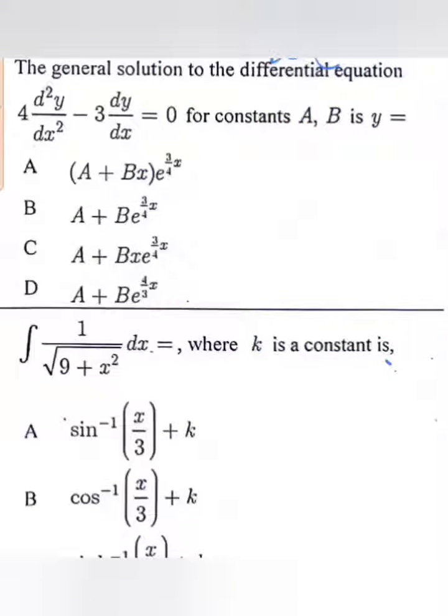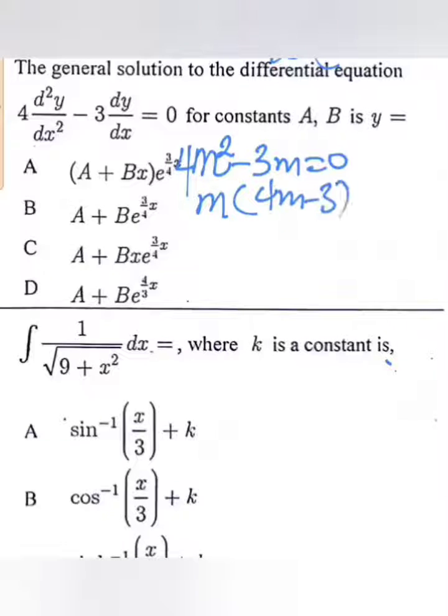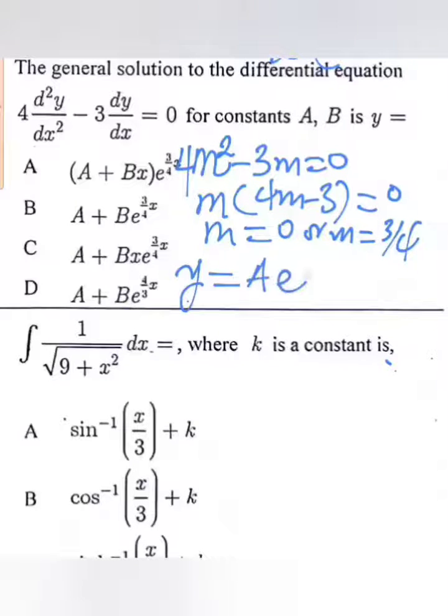In the next question, we have the general solution to the differential equation 4 d squared y over dx squared minus 3 dy dx equals 0 for constants a, b is y equals, and we have these options. So this is a homogeneous second order differential equation. So we start with the auxiliary equation, which is 4m squared minus 3m equals 0, so that m can be factorized to have 4m minus 3 equals 0, and we have that m equals 0 or m equals 3 over 4. So the general solution should be y equals a e to the power, the first root of the auxiliary equation, which is 0, into x, plus b e to the power, the second root, which is 3 over 4, and then x.